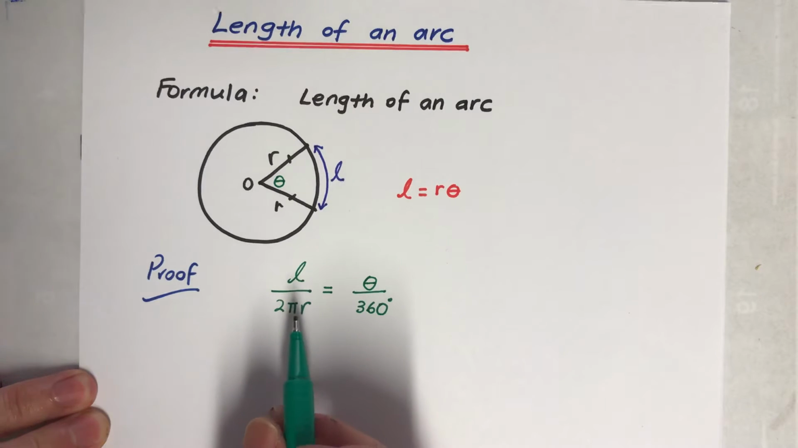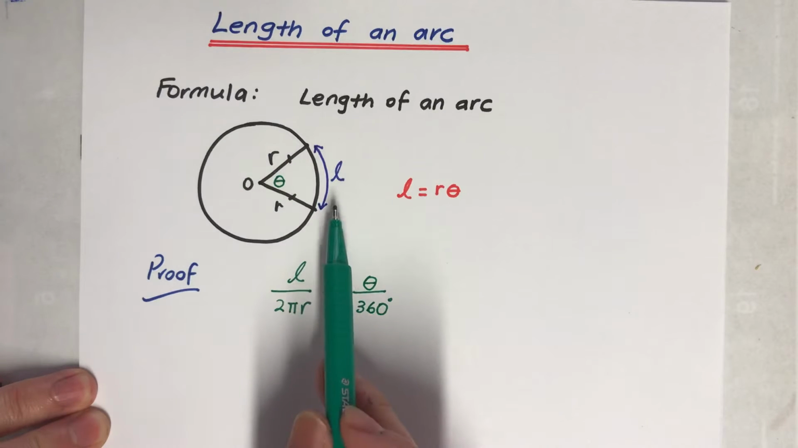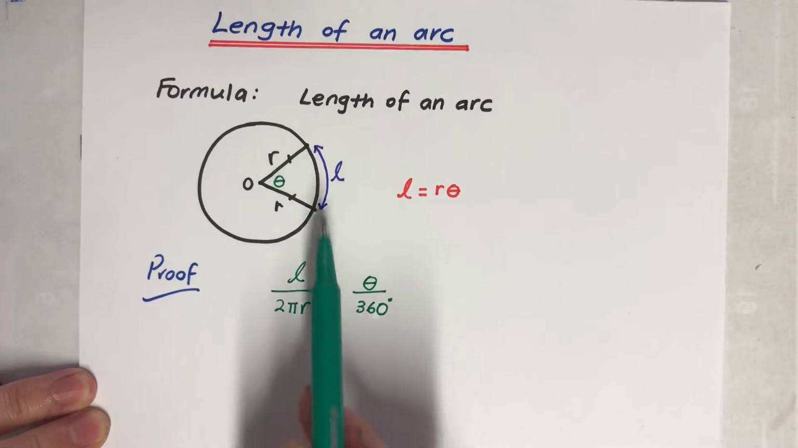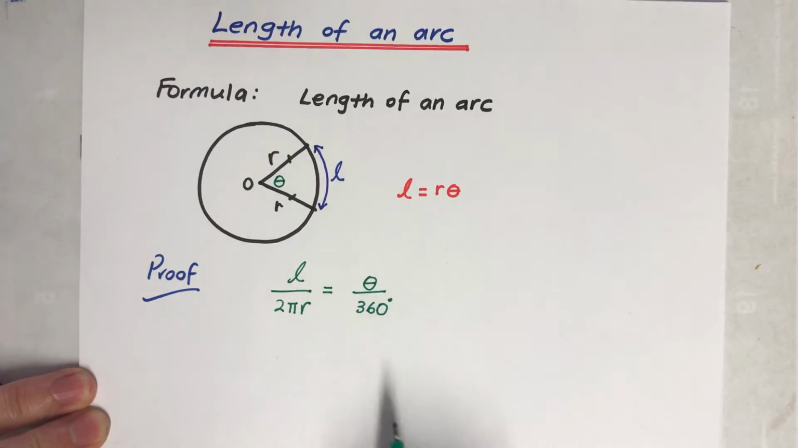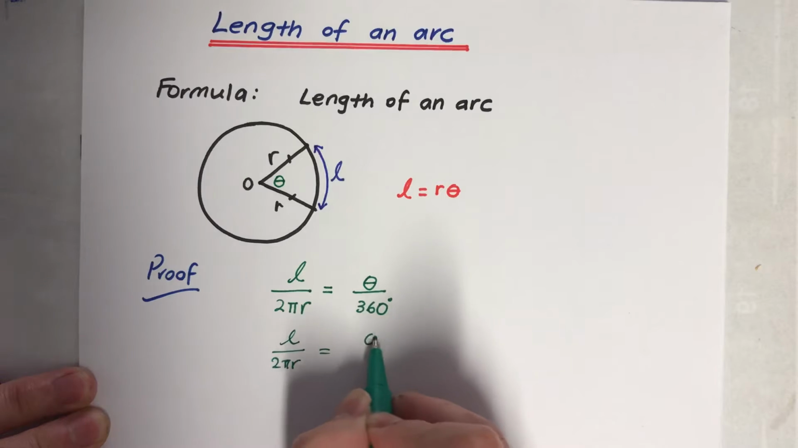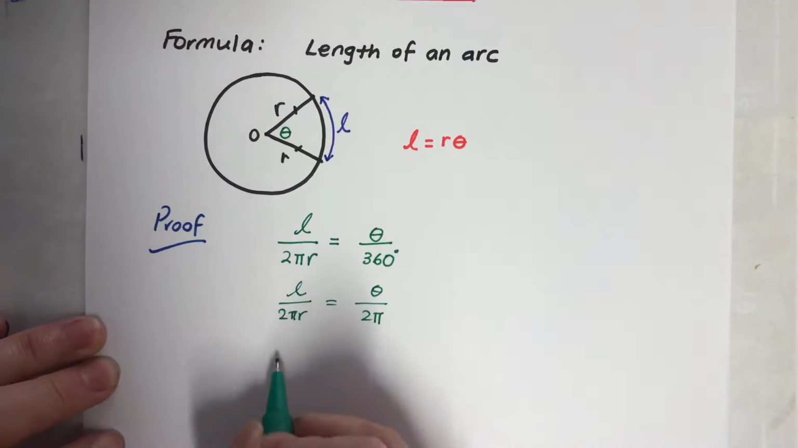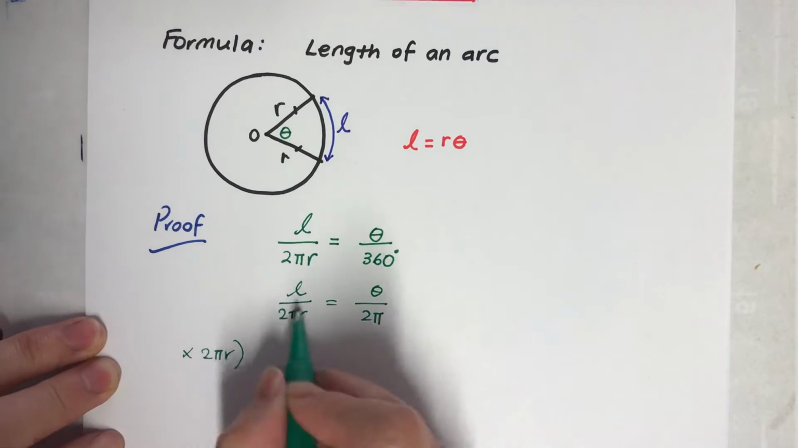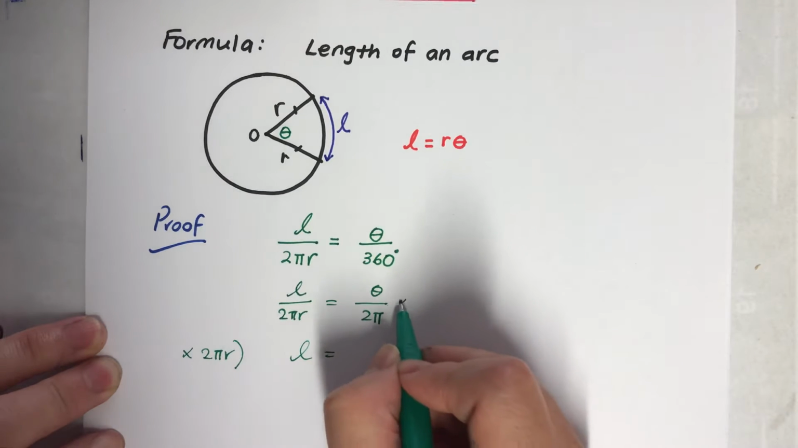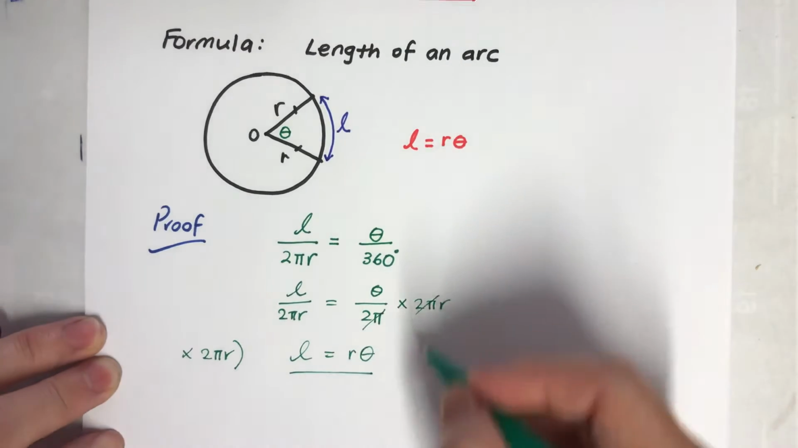Now we're going to use some ratios here. L is the part of the circumference, isn't it? So L over 2 pi r equals theta, the part of 360, which is 2 pi. Okay, and then I'm going to make L the subject by timesing 2 pi r on both sides. On my left, I'm left with L, and on the right, if I times by 2 pi r, I'm left with r theta, which is the same.